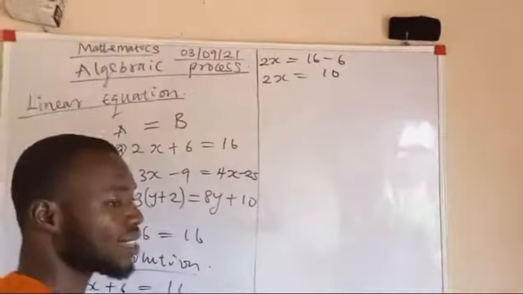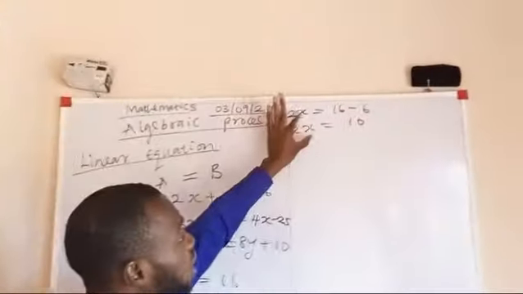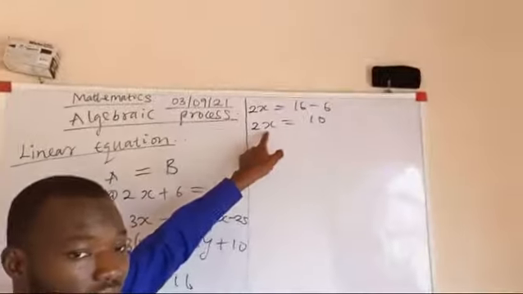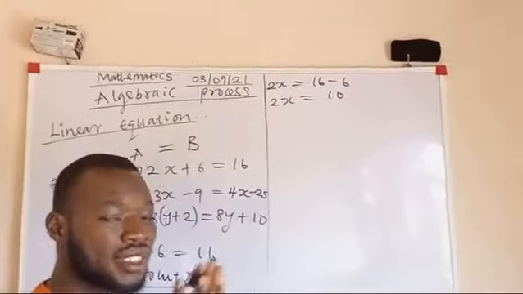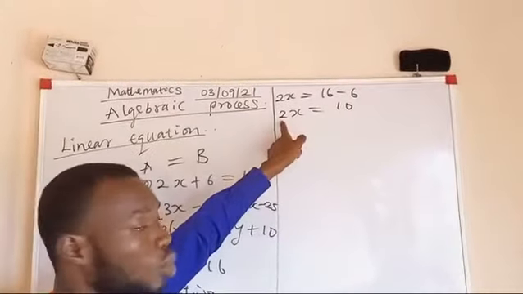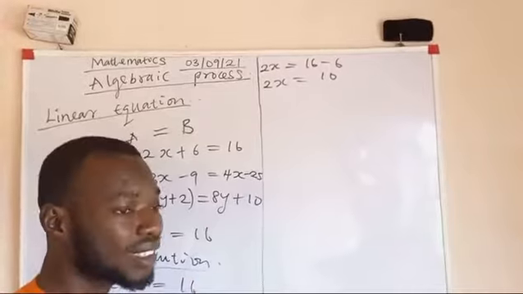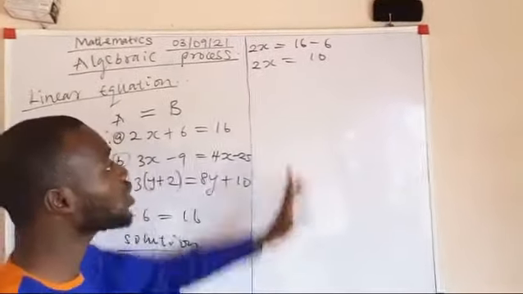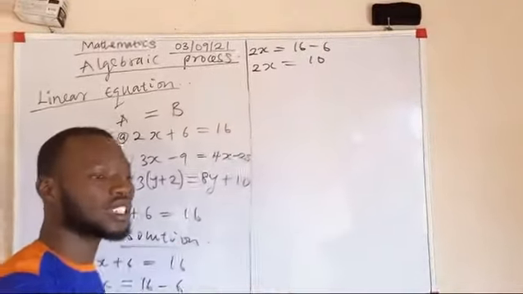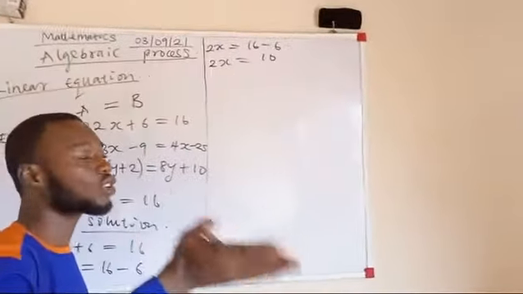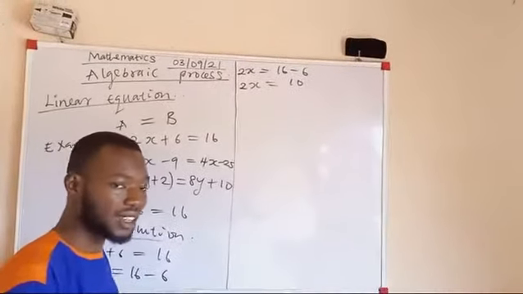So the next step is for us to divide both sides by the coefficient of x. Coefficient of a term is the number beside that particular letter. The coefficient of x here is 2. So to maintain balance in equation, you have to divide both sides, or add to both sides the value of a particular number, or subtract from both sides to maintain balance.